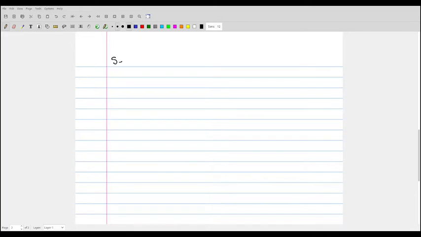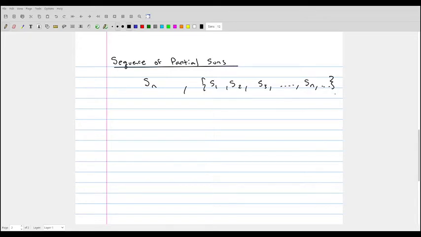And this is called the sequence of partial sums. And simply put, we call this sequence of partial sums Sn, or the sequence S1, S2, S3, and so on and so forth, all the way up to Sn. But it's an infinite sequence, so it keeps going on.